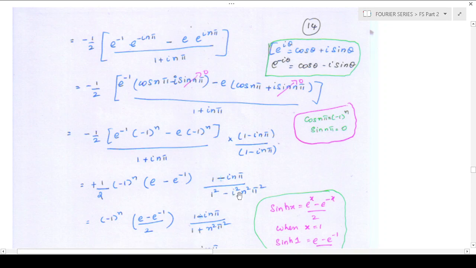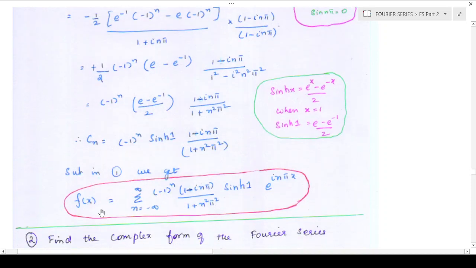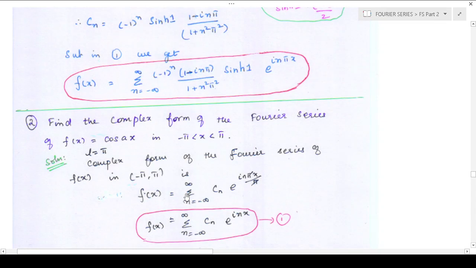I square is minus 1. Minus of minus, it will become plus, children. We all know the hyperbolic function sinh x is (e power x minus e power minus x) by 2. Put x equal to 1. So sinh 1 will be equal to (e power 1 minus e power minus 1) by 2. So this is sinh 1. You found the Cn value. Just substitute the Cn value in equation 1. We get the required complex form of the Fourier series, right?